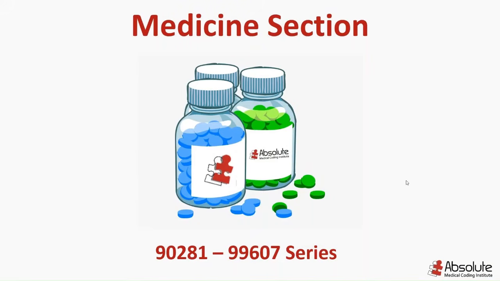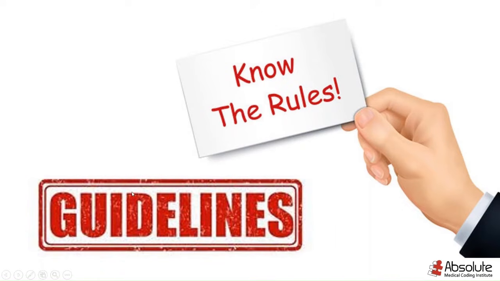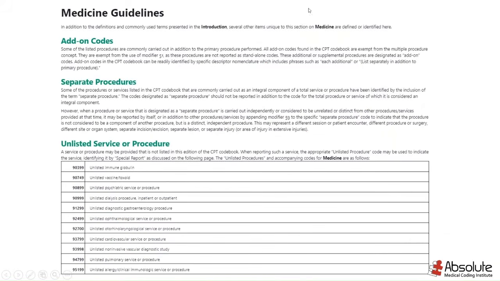And students, it's time for us to move on to the medicine section. The medicine section covers the 90,281 to 99,607 series. The medicine section has a lot of guidelines. It is one of the biggest chapters, and it has lots of guidelines which we need to know. So know the rules. What are they? Let's review some of these guidelines.